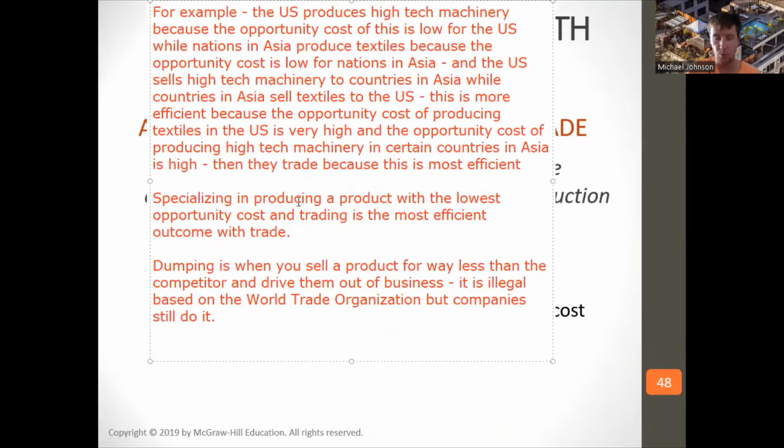But what happens is there's a lot of, in India, China, and other countries, a lot of forced labor that happens. There's child labor, unsafe working conditions.